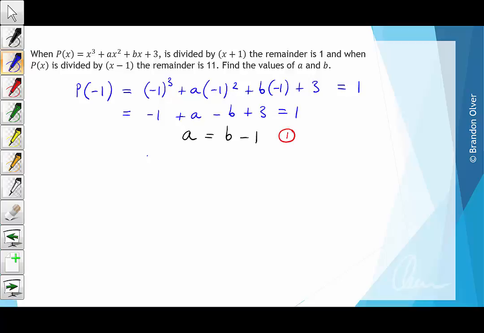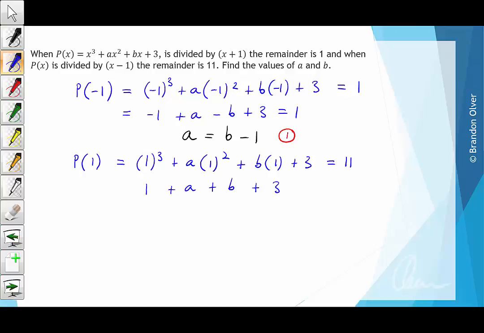Next up, if we have x minus 1 dividing the polynomial, putting in positive 1 is going to find the remainder. So we have 1 cubed plus a times 1 squared plus b times 1 plus 3, and this time that's going to equal 11. So we have 1 plus a plus b plus 3 is equal to 11, and we can write that as a plus b is equal to 7, and that's going to be the second equation.